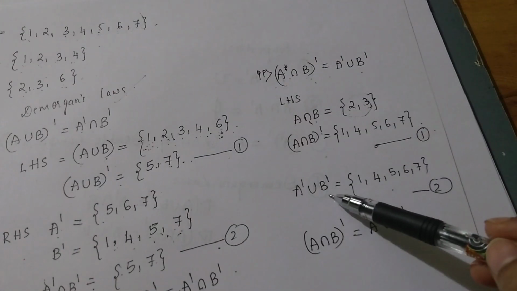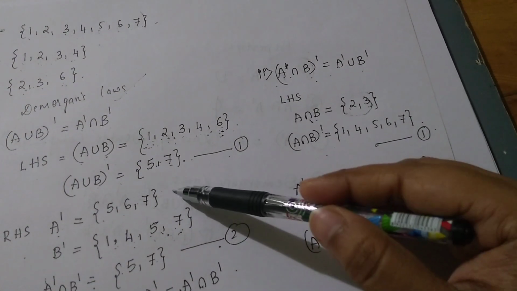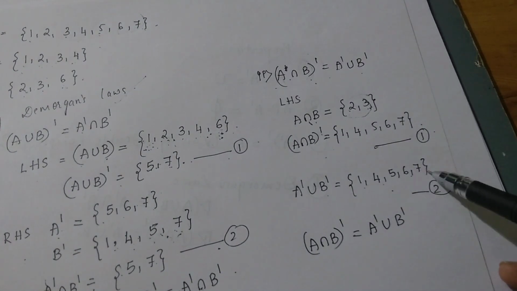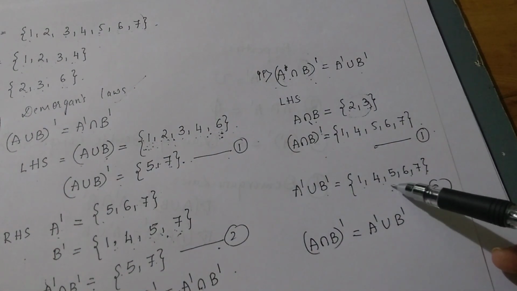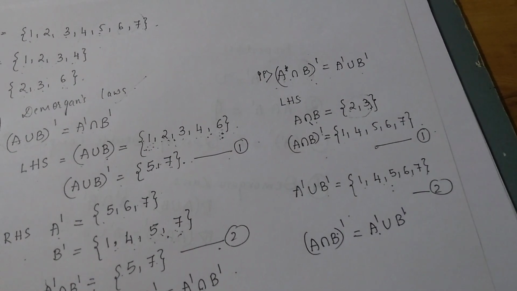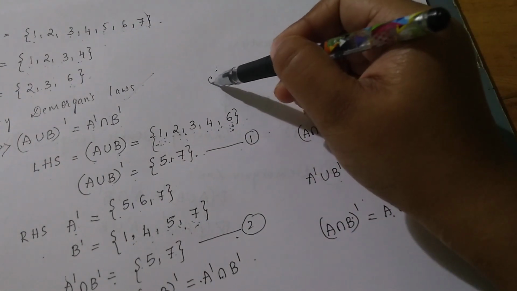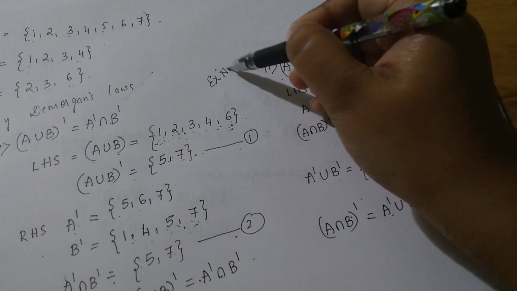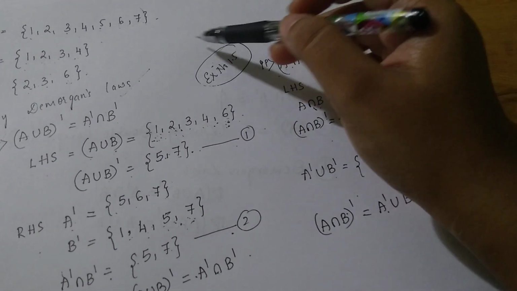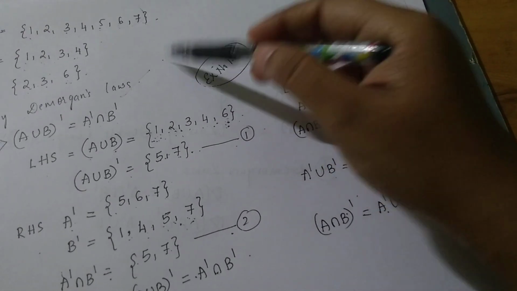Next, if I want A dash union B dash, already A dash is here, B dash is here. Just make the union of this. So 1, 4, 5, 6, 7. On comparing 1 and 2 results, you get A intersection B whole dash is equal to A dash union B dash. Okay. So I'll give you the notes regarding this. Try exercise number 1.5. Next exercise 1.5 is based on these things only, that is complement of a set. Okay. Thank you.